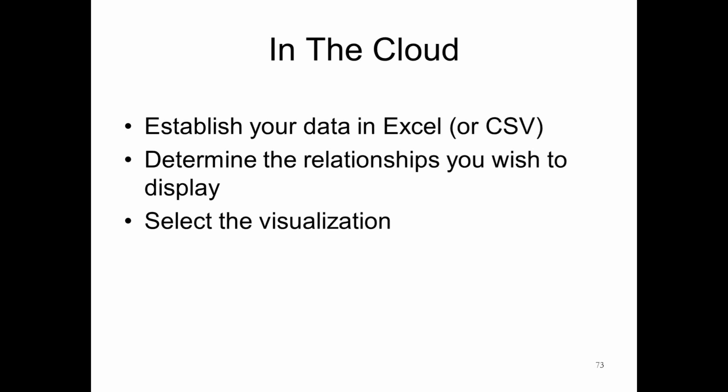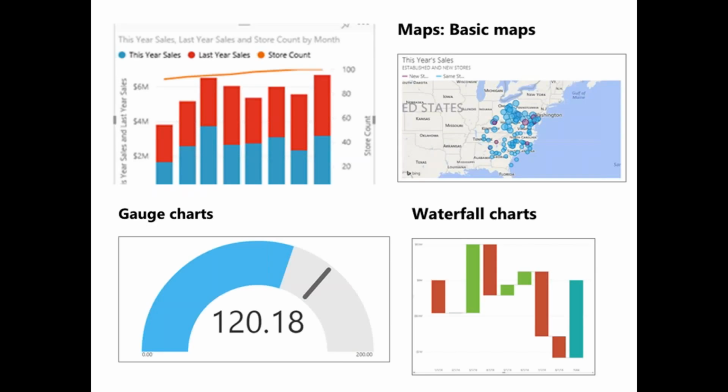So how does it work? It's actually relatively straightforward. You establish your data in Excel or a comma delimited file if you like, but get your data in there. Number two, identify the relationships you wish to display. What versus what? What trends are you measuring? See, this is where you earn your salary, right? You understand those relationships. And then on the software, you select, just click on it, the visualization that you like. I'm making this sound a little bit easier than it actually is, but I'll elaborate on that in a moment.